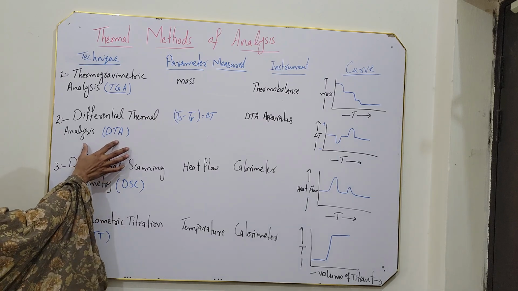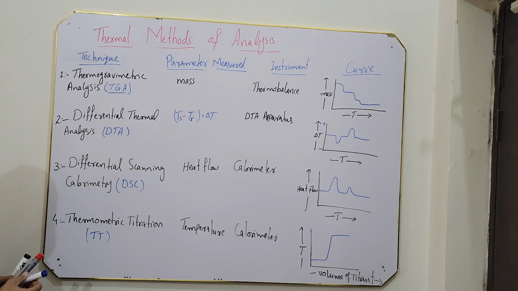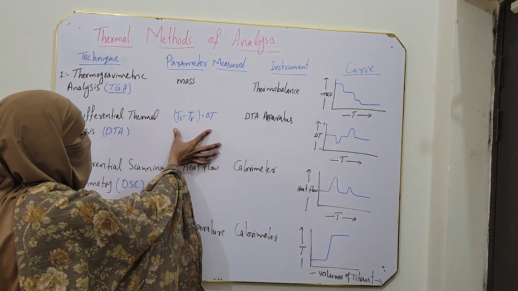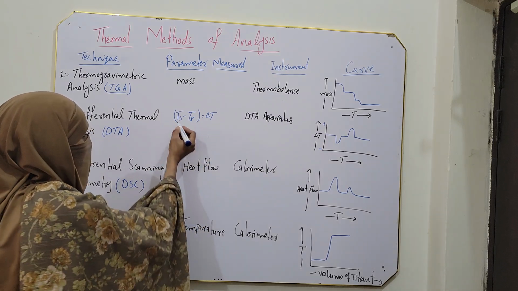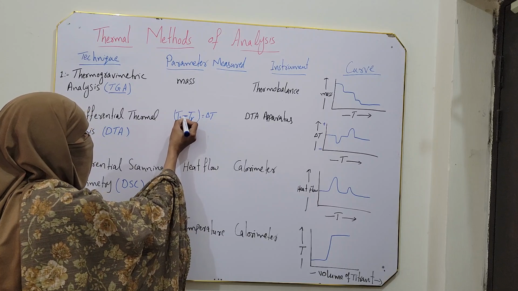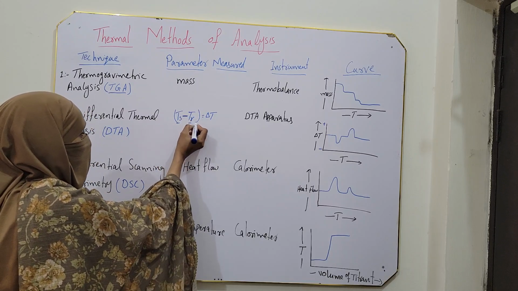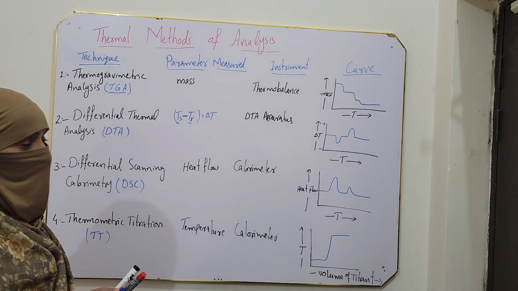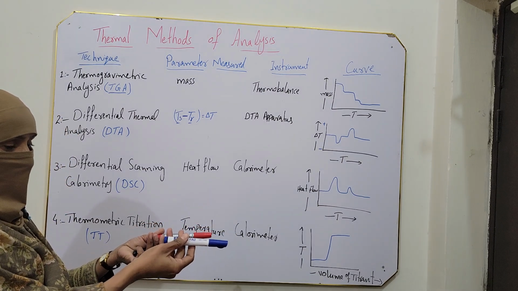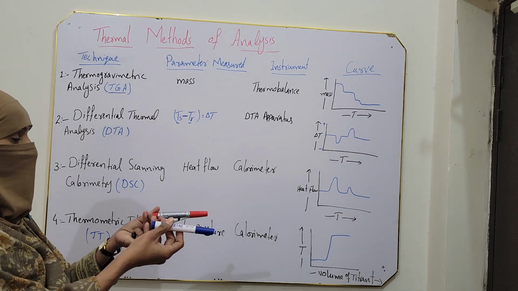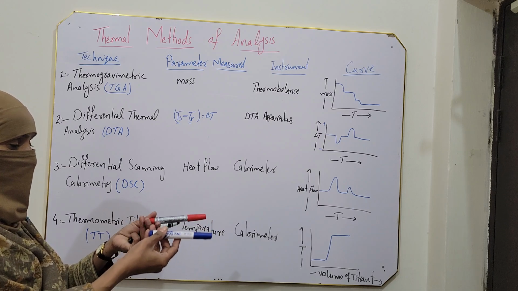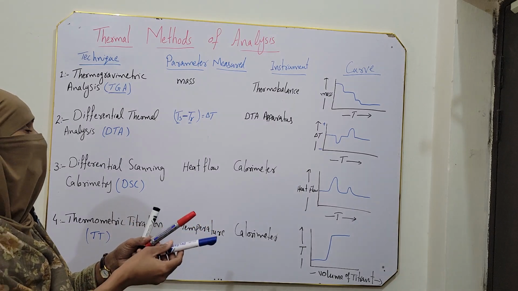The second technique is differential thermal analysis, DTA. In this technique, we measure the difference of temperature between sample and reference. This means the sample temperature is recorded, and its difference is taken from the temperature of the reference. In this apparatus, there are two pans. In one pan there is the sample, and the other is kept empty. It is called the reference pan. Then the temperature is gradually increased, and the change in temperature of both the sample and reference pan is measured.